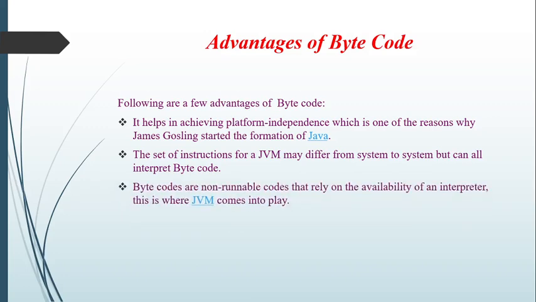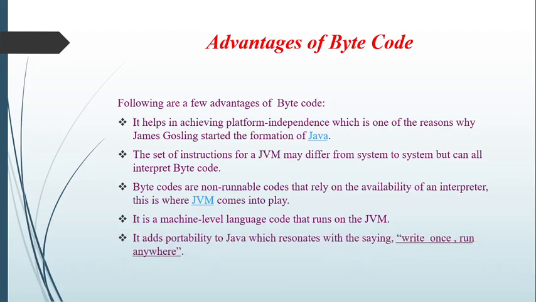And bytecodes are non-runnable codes that rely on the availability of an interpreter, and this is where the JVM, that is, the Java Virtual Machine, comes into play. It is a machine level language code that runs on the Java virtual machine. It adds portability to Java, which resonates with the saying write once, run anywhere. Not only platform independence, it also makes the Java language portable.